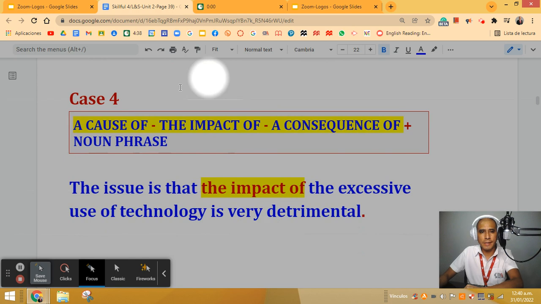Now we continue with case number 4. In this case, we have more phrases such as a cause of, the impact of, a consequence of, plus a noun phrase. Let's see the example. The issue is that the impact of the excessive use of technology is very detrimental. In this case, as you can see, after the phrase the impact of, we have a noun phrase: the excessive use of technology.